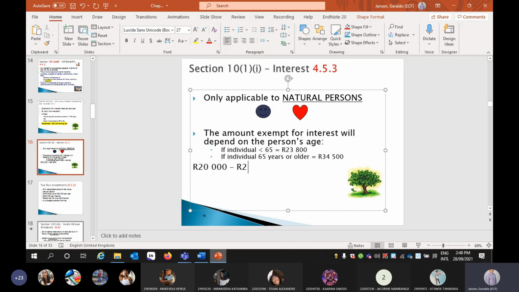So in this case, you should actually say the full 20,000 will be exempted so that it becomes zero. Guys, if you say 23,800 will be exempted, then you are actually saying we end up with a negative 3,800. And that can never be the case. It should not give rise to a loss position, it should rather only give rise to a zero position. What am I trying to say? You are restricted to the amount that you got.